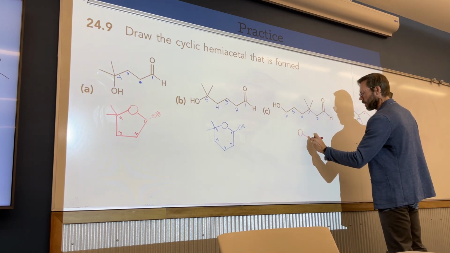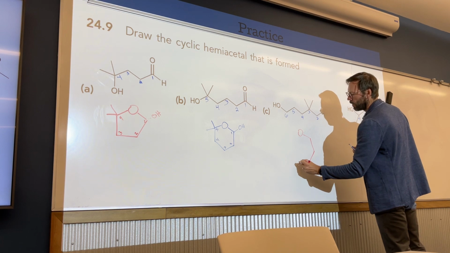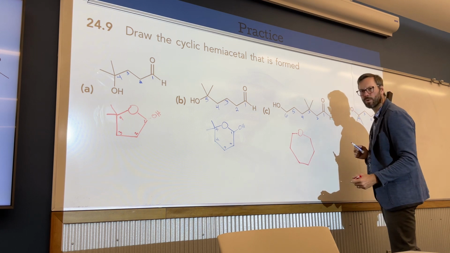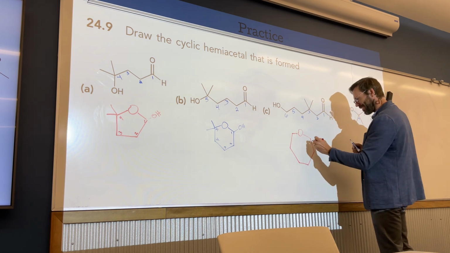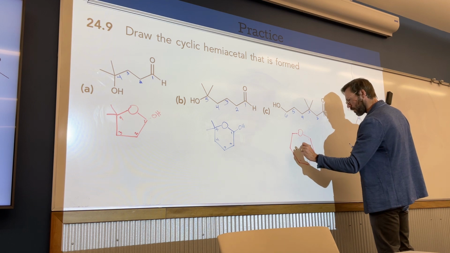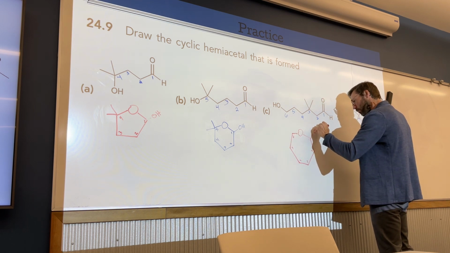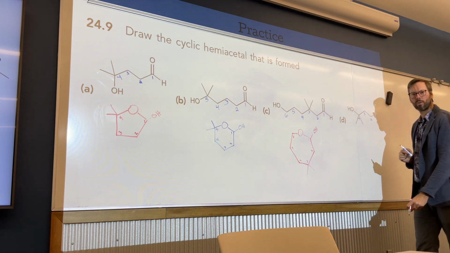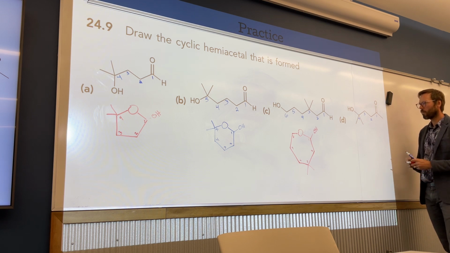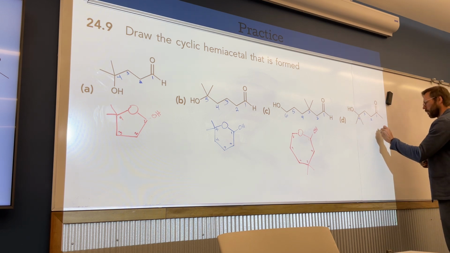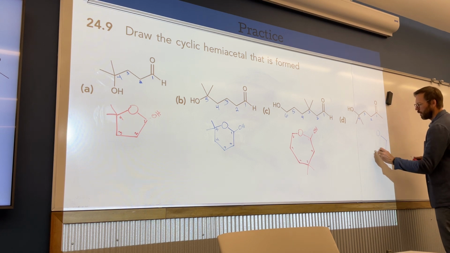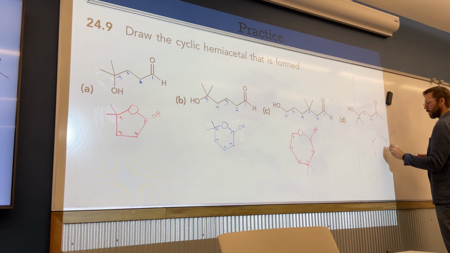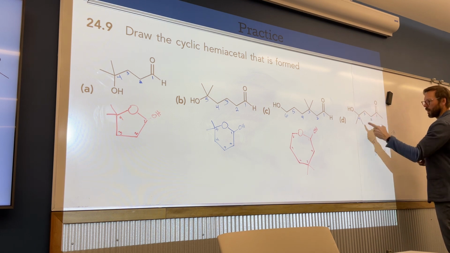All right, and then 6. So 1, 2, 3, 4, 5, 6. Not super symmetrical, but I got them in there. 1, 2, 3, 4, 5, 6. Our hydroxyl group there, and on the third carbon, 2 methyl groups. And then 4, so 1, 2, 3, 4. Hydroxyl group, fourth carbon has 2 methyls.